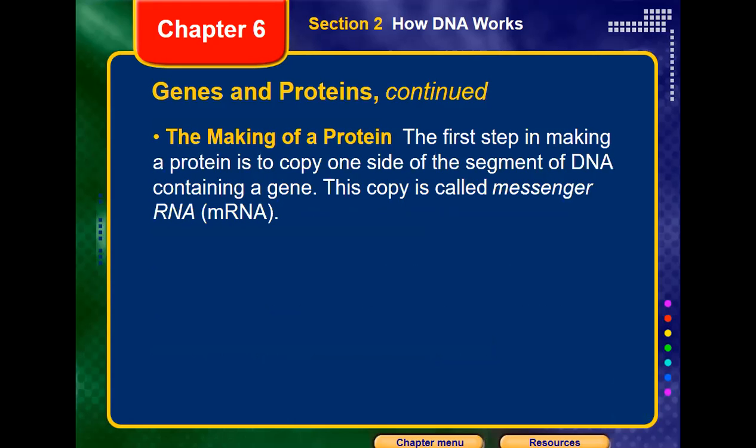So, the making of protein. The first step in making a protein is to copy one side of the segment of DNA, that means taking the code of one side. Why just one side? Because the two sides are complementary, so they represent the same information, and it would be wasting energy and time to copy both sides. Besides, RNA is just a single strand, so it can only be complementary to one side of the DNA. We copy just the part we need to translate, that means a specific gene responsible for a particular trait.